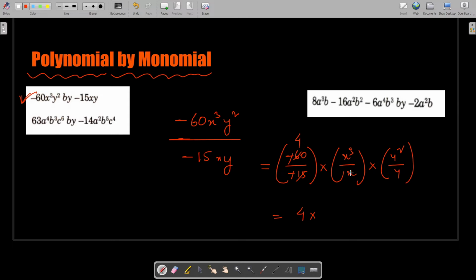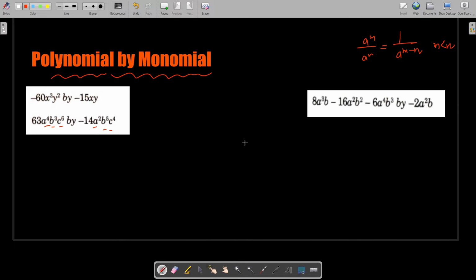Here it is a simple exponents formula, a to the power m divided by a to the power n. So the answer will be x to the power 3 minus 1. Quite similar again over here, it will be y to the power 2 minus 1. So what will be the final answer? It will be 4x square into y.